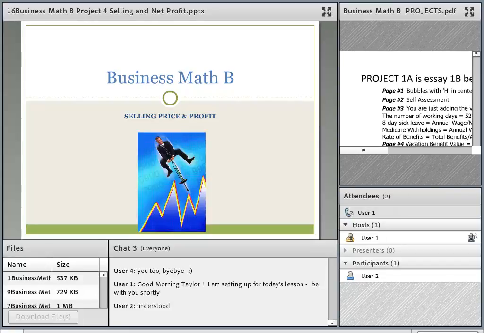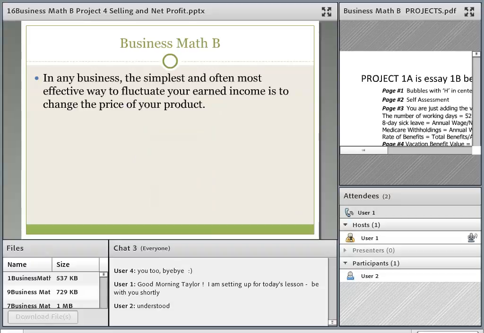So as you can see from the picture, if you are a business owner, selling price and profit go hand in hand and they go up and down. It's a constant change. In any business, a lot of times the simplest and most effective way to fluctuate your earned income is to change the price of your product or your service.